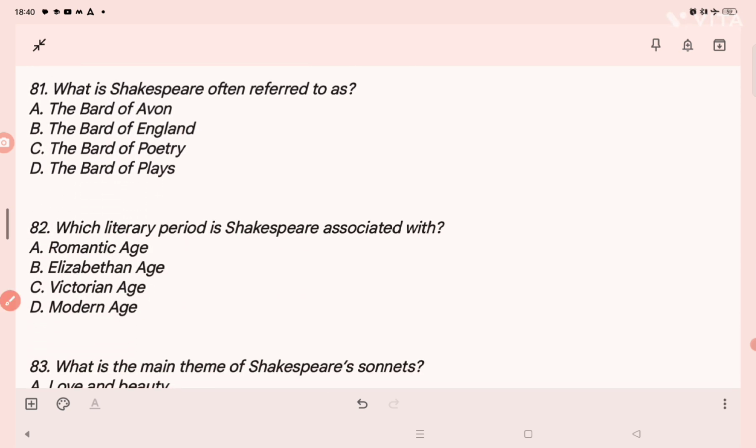Why is Shakespeare often referred to as the Bard of Avon? Option A. Shakespeare is often called the Bard of Avon because he was born in Stratford-upon-Avon. Which literary period is Shakespeare associated with? Option B. Elizabethan age. Shakespeare is a key figure of the Elizabethan age, the period during the reign of Queen Elizabeth I.